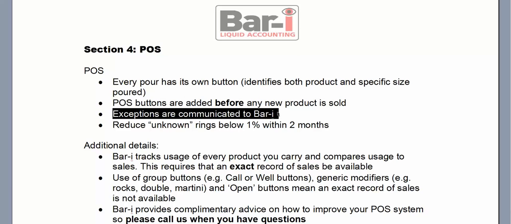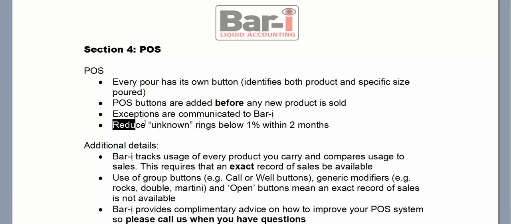So anytime we have any exceptions, if you're ringing things in a way that doesn't identify what was poured, again, it needs to identify both the product being poured and the size, we would very much appreciate some communication, and ideally, we'd actually update the point of sale system, make some changes so that situation doesn't happen in the future. So this is a good aim to have.